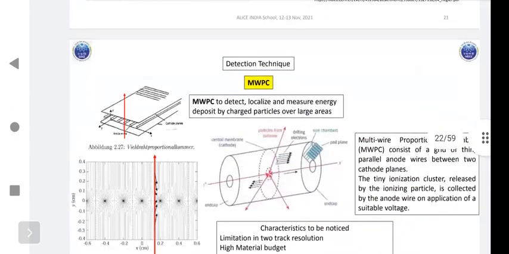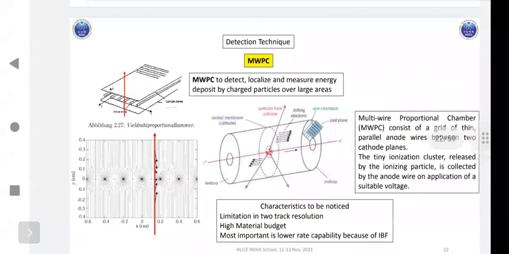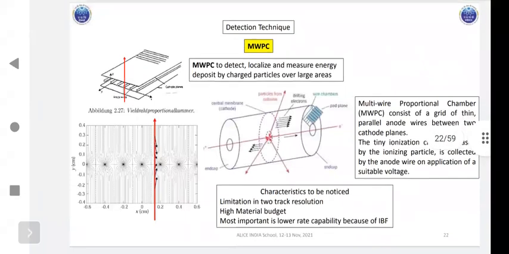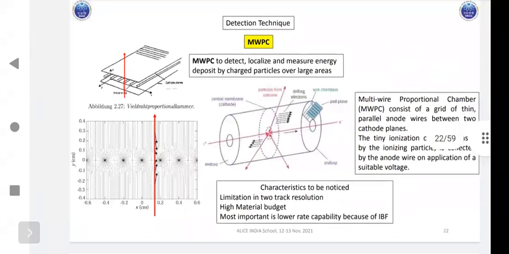And using this very simple mechanism, people have developed a state-of-the-art detector, which is known as the multi-wire proportional counter. At the top left, I have shown three planes. The top and the bottom serve the purpose of cathode, two planes.